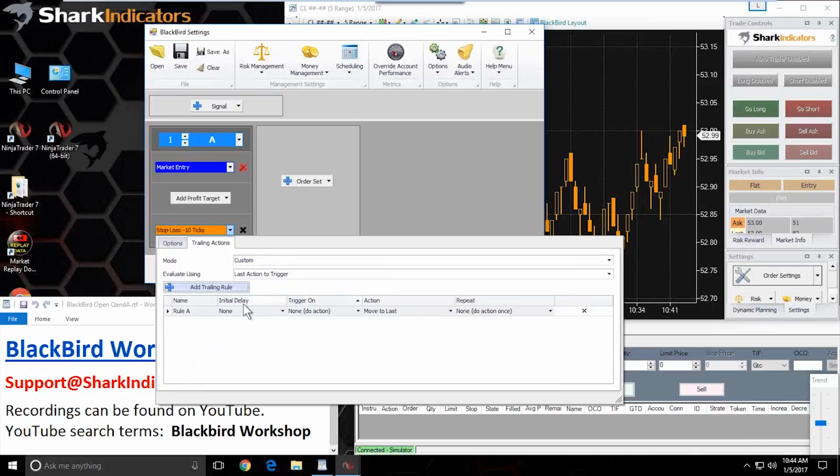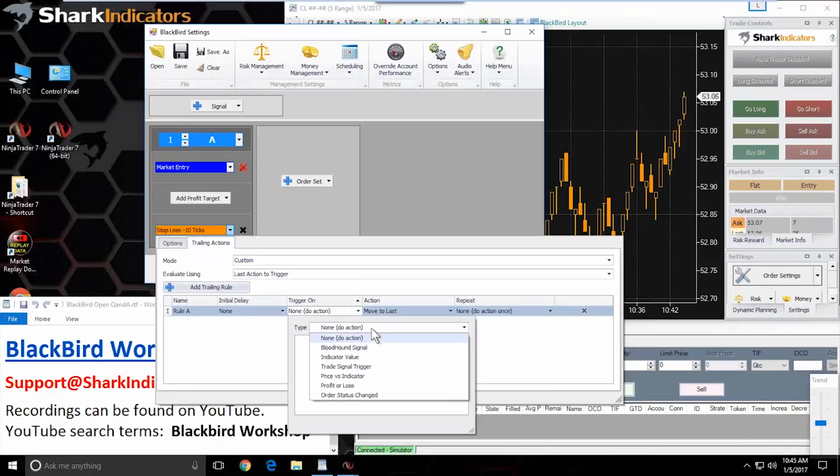So again, you don't have to use a delay. You don't have to use a trigger. You could use both, or you could use one or the other. It all depends on how you want your stop loss. Whatever your stop loss rules are, that determines whether you use a delay or whether you use a triggering event here.